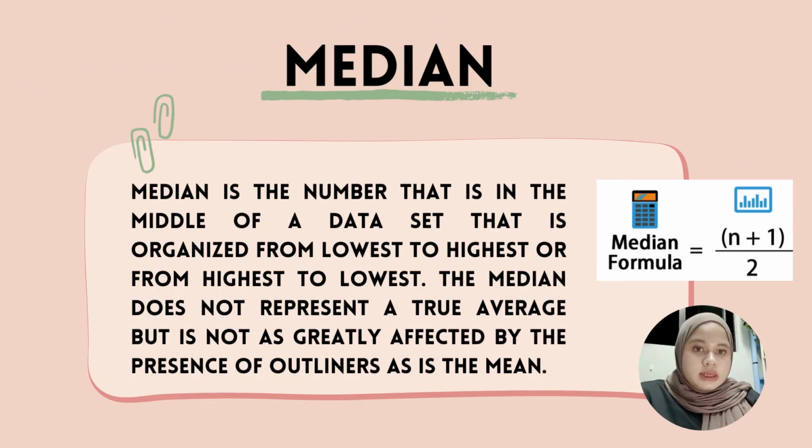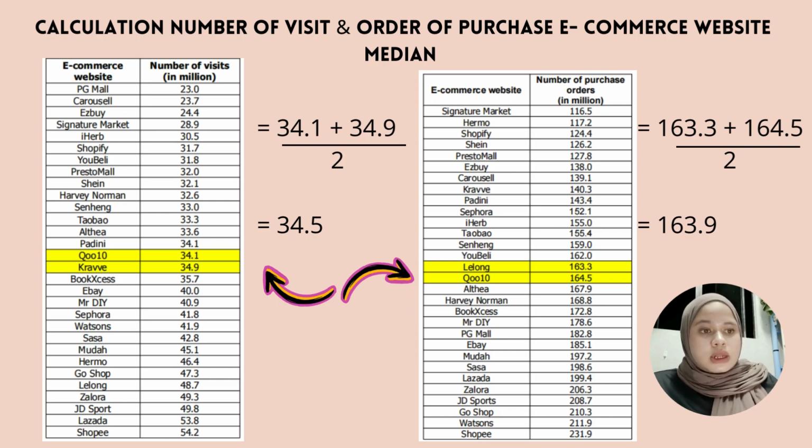Moving on to the next point, which is median. Median is the number that is in the middle of a data set that is organized from lowest to highest or from highest to lowest. The median does not represent a true average, but it is not as greatly affected by the presence of outliers as the mean. Next, we're going to calculate the number of visits and the number of purchase orders e-commerce website median.